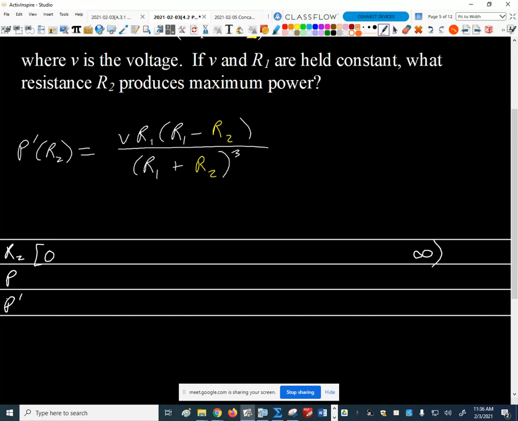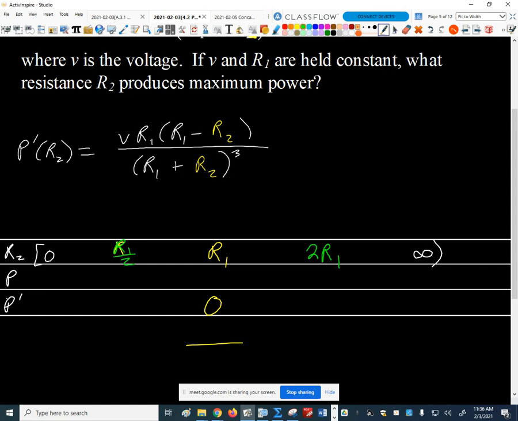And we only got one critical number. And that critical number was when R2 equaled R1. And that gave us a 0 of the first derivative. So we know we have a horizontal tangent. So we just want to pick some test points. What if we pick test points like R1 over 2? And how about something like 2 times R1? And I just want to know what's the sign of my first derivative at those places.